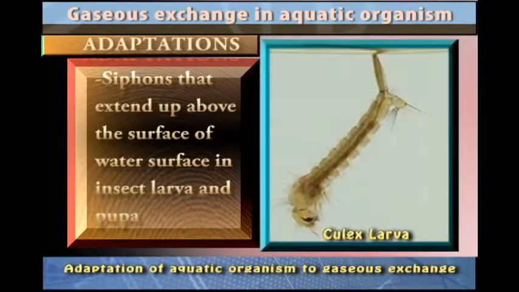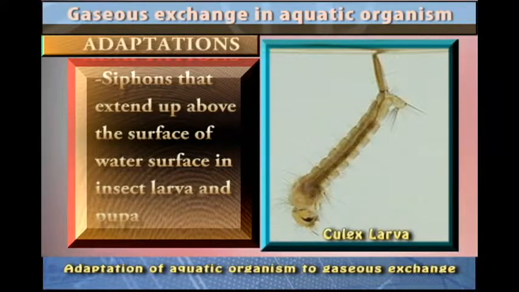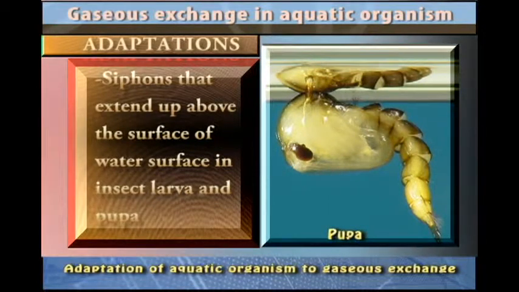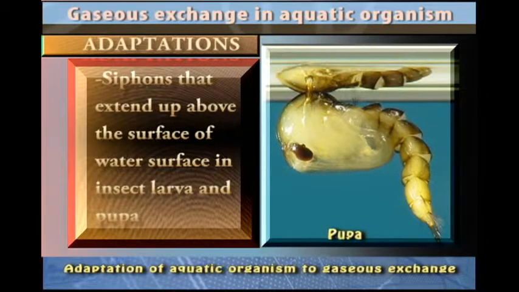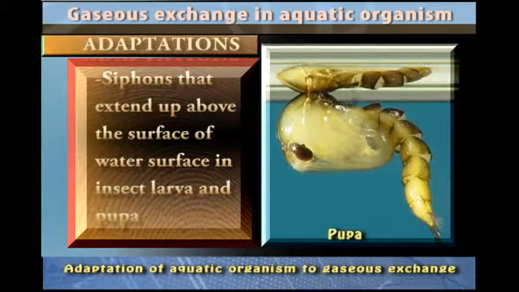Then others have what we call the siphon that extends above the water surface, and in insect larvae they are also used. They go up, absorb air from the water surface, and it is taken and used in the body.